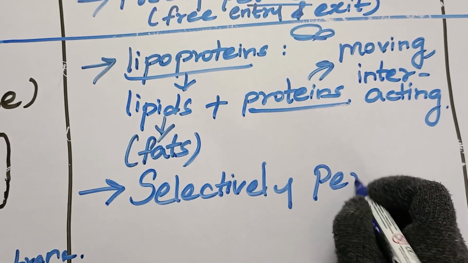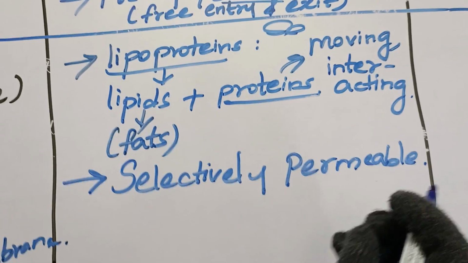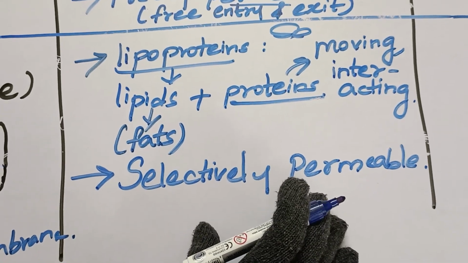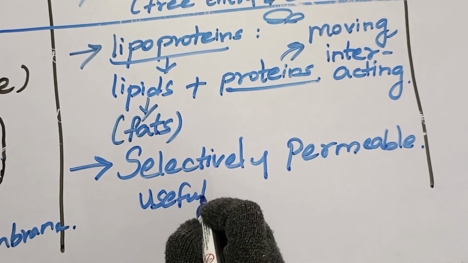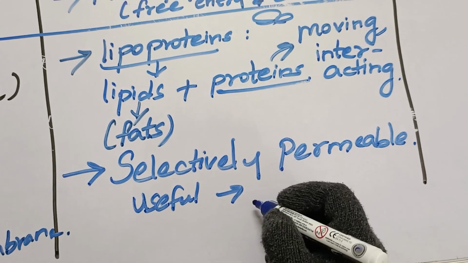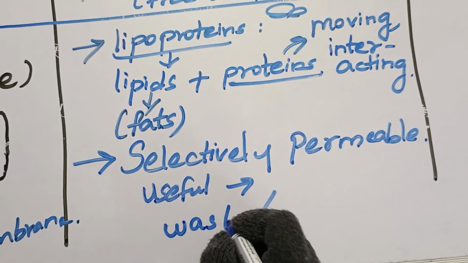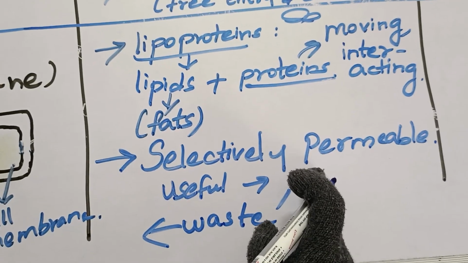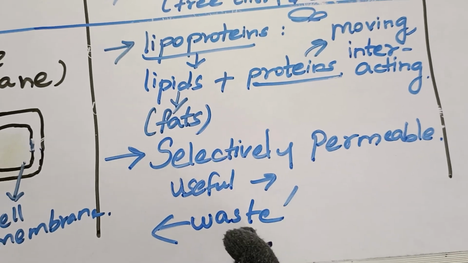Because it is not going to allow anyone freely. It is going to think smartly. It is going to act as a security guard. It is going to allow only useful substances inside the cell. And whichever waste is there, that waste will be allowed outside of the cell. It will allow the entry of useful substances and exit of the unwanted, unknown or waste substances.